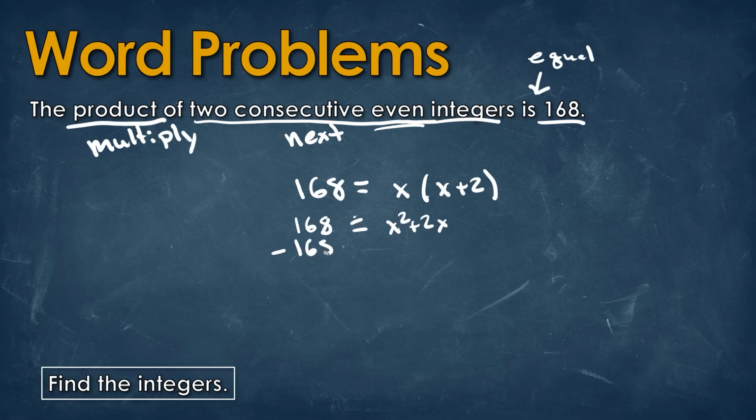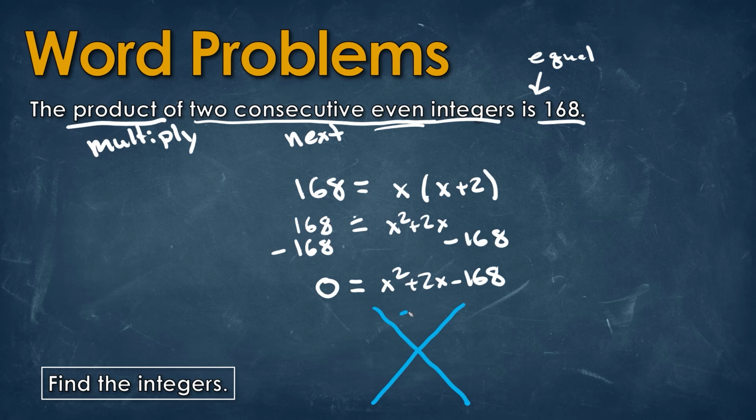We're going to move this 168 over to the other side because we want to get 0 on one side and all of our variables and numbers on the other side. Once we have that, we can solve. Now there's a couple different ways that we can solve this. Probably the easiest to do is to first check to see if we can solve by the diamond method. So what 2 numbers would multiply to get 168 but add to 2? We could do the quadratic formula, but that's always a little bit lengthy.